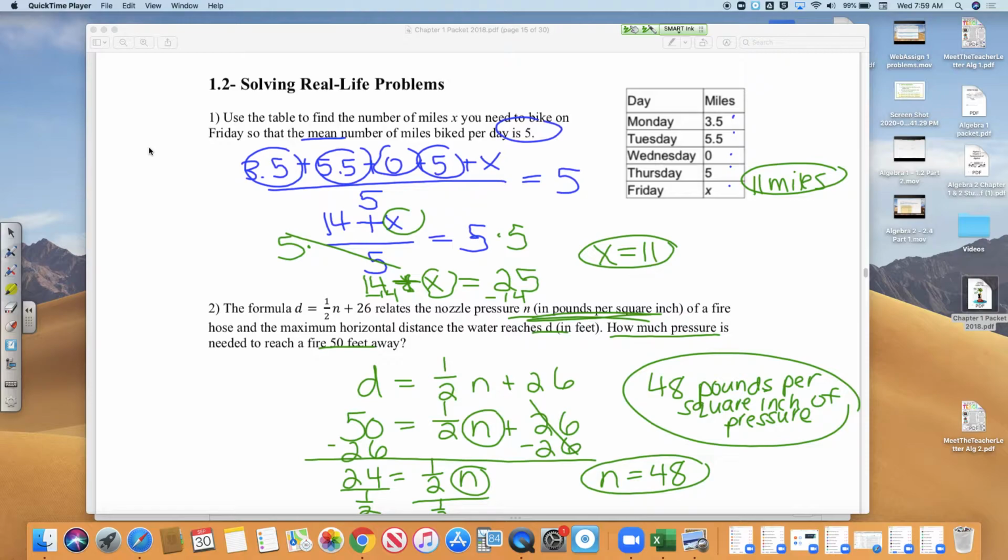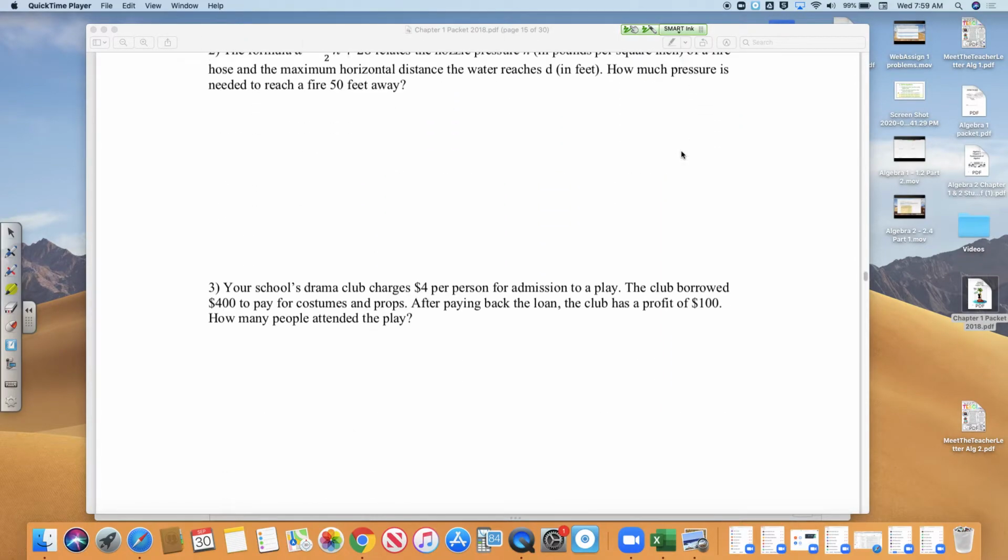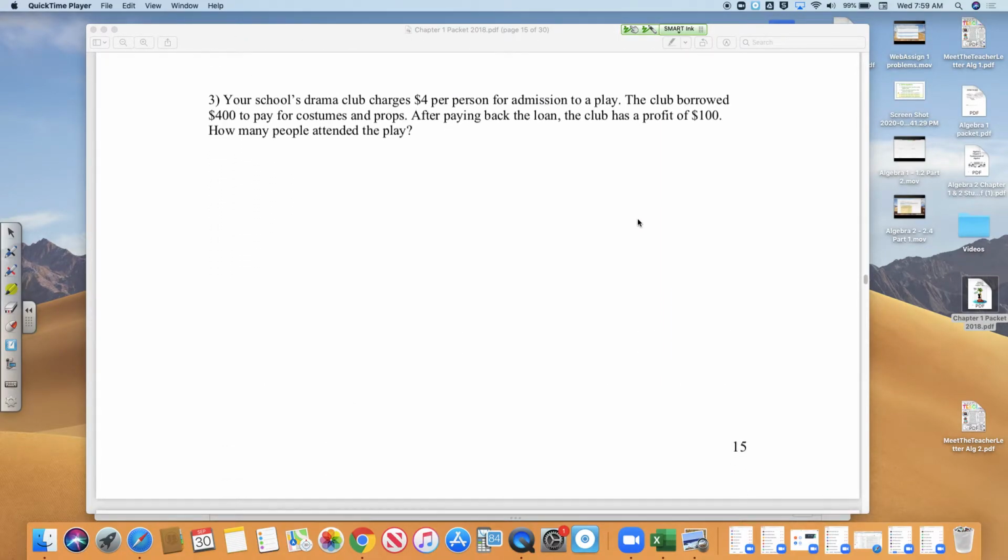Okay, let's try number 3 together. So your school's drama club charges $4 per person for admission to a play. The club borrowed $400 to pay for costumes and props. After paying back the loan, the club made a profit of $100. How many people attended the play?